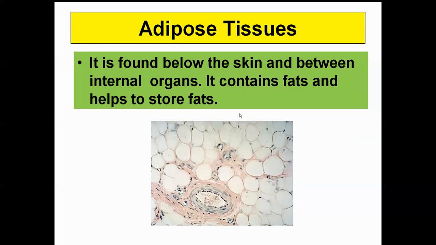Now, adipose tissue. Adipose tissues are the fat tissue in simple language. They are found below the skin and between internal organs. Various internal organs have various adipose tissues, and they store the excess fat which is present in the blood. So they store excess fat in them.